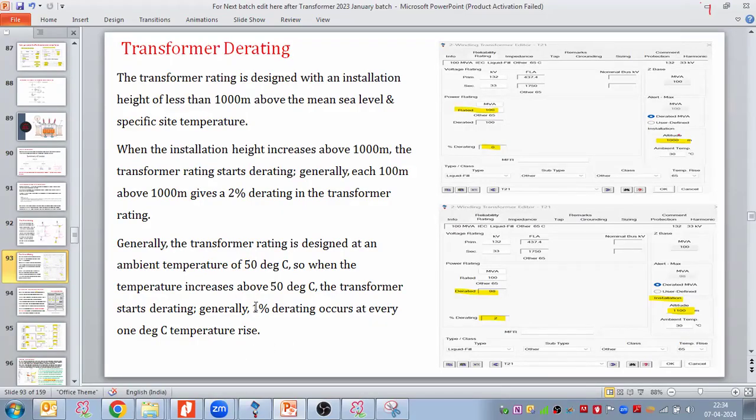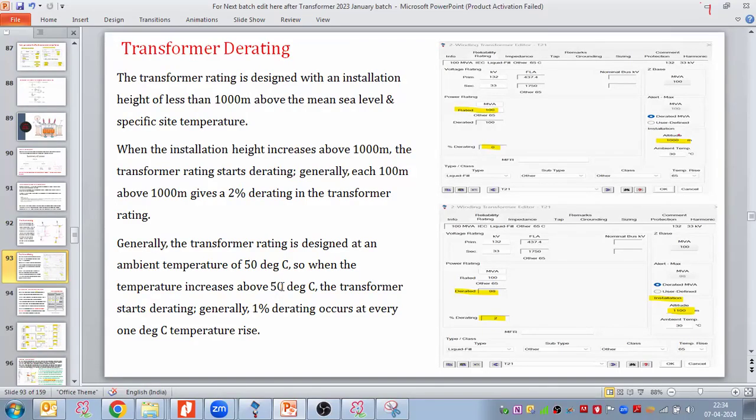So when you review the GTP of a transformer, make sure what the rating is and that rating corresponds to what site temperature. This is important. If your vendor has sometimes written a site temperature of 40 or 45 degrees Celsius, ask him to provide the rating based on your ambient temperature.